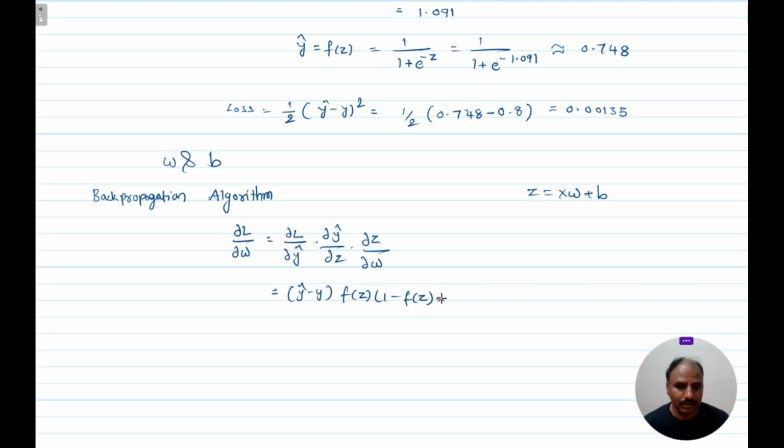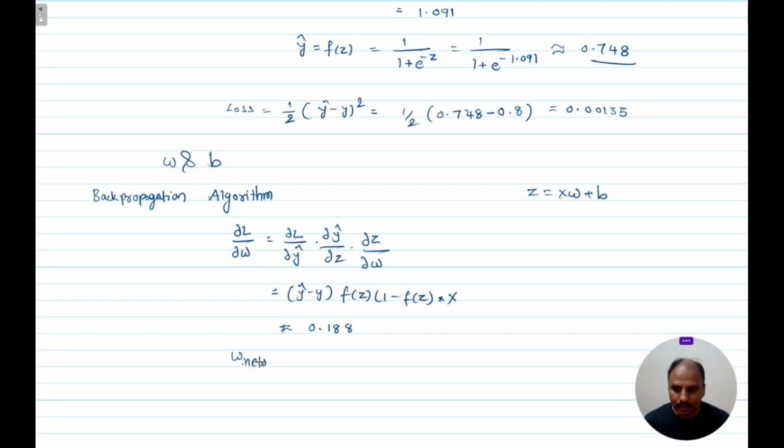Okay. Then if you make your calculations, finally you will get approximately, now x equal to 2 and f(z) is 0.748 and ŷ is again 0.748 and y is 0.8. So after substituting all these terms, you will get 0.188, right?